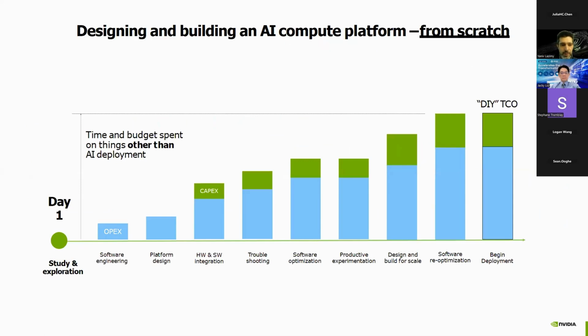So basically, what I've been saying about cost of development, again, the time and budget that is spent on things other than AI deployment is critical. So if you look at all these different aspects of developing a platform like this, compared to DIY, we can save you a lot of this. And you can see how a lot of that is then shifted over to the left.